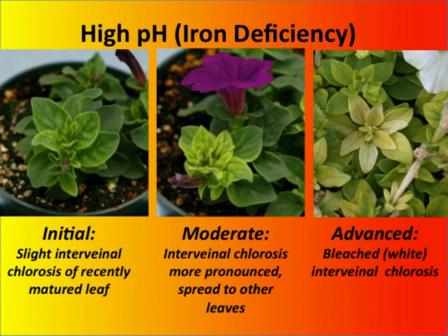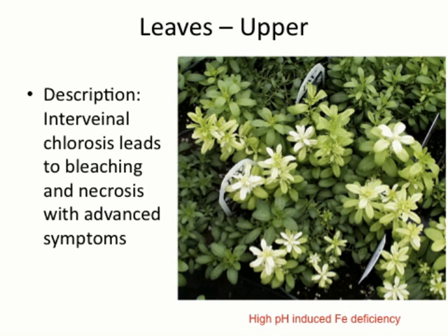Symptoms induced by high pH conditions follow a distinctive pattern. Initially, there's a slight interveinal chlorosis of the recently matured leaves as seen on the left. As symptoms progress, the interveinal chlorosis becomes more pronounced and visible on other leaves. If the pH is not corrected, then the leaves can become completely bleached as seen on the right. Here is an example of advanced iron deficiency with complete bleaching of the new growth. This condition was induced because the substrate pH was too high.